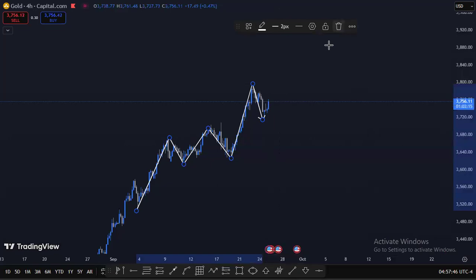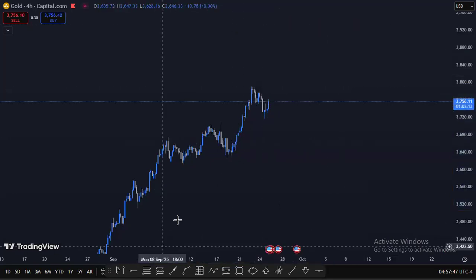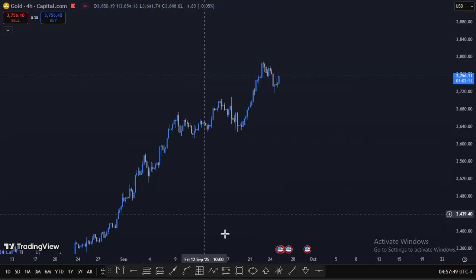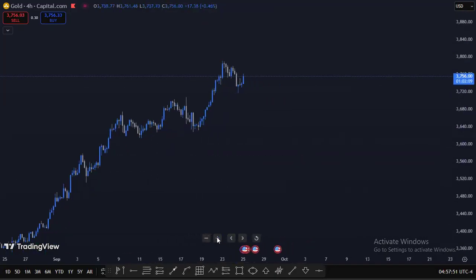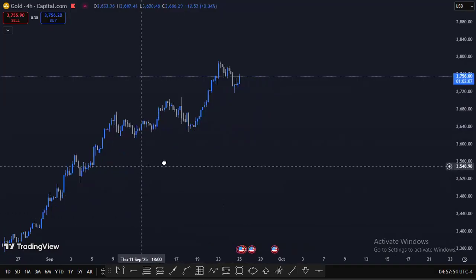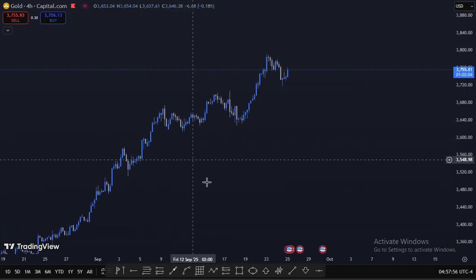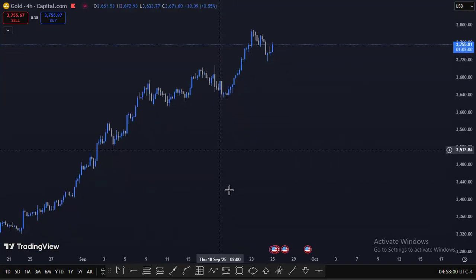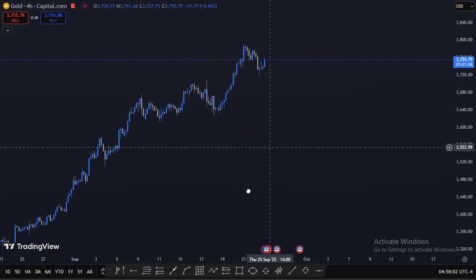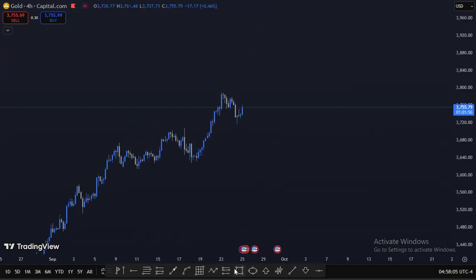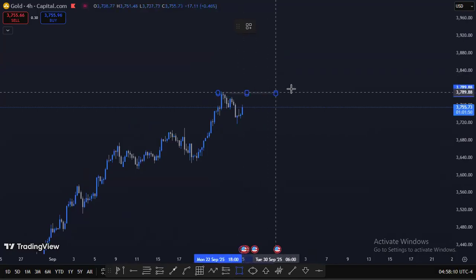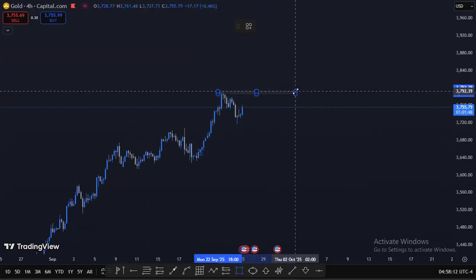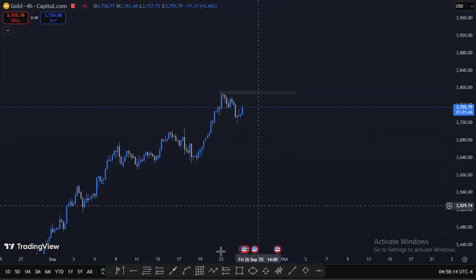So after determining what trend the pair that you're analyzing is in, you jump onto the lower time frame, your 1-hour. But before you do that, make sure that you draw your support and resistance levels. We're going to start off by this high here.